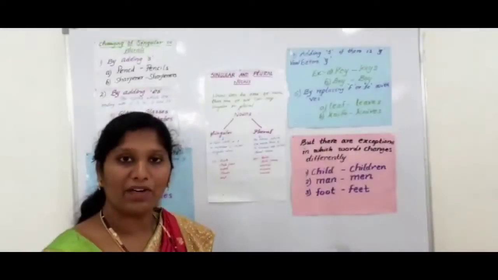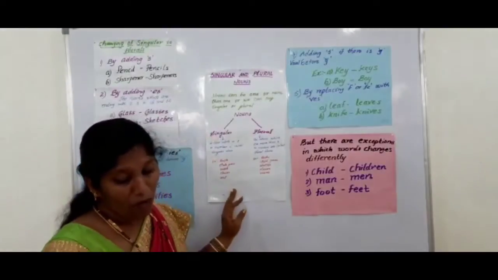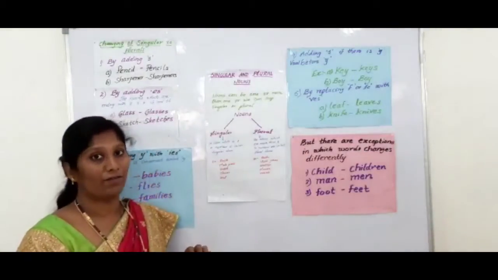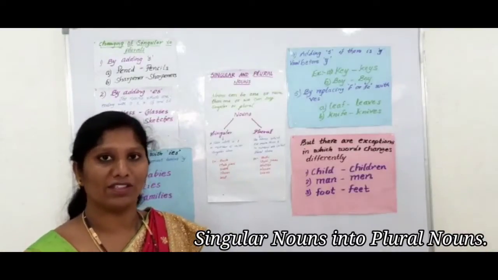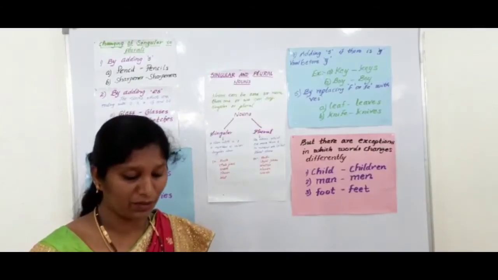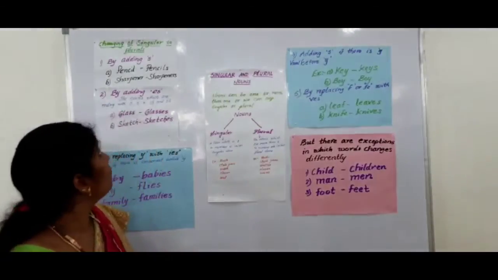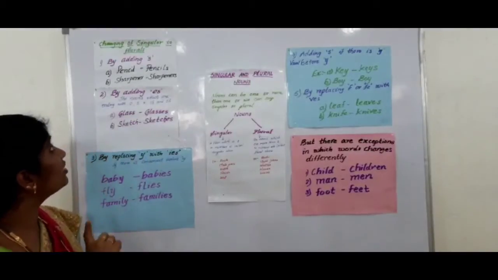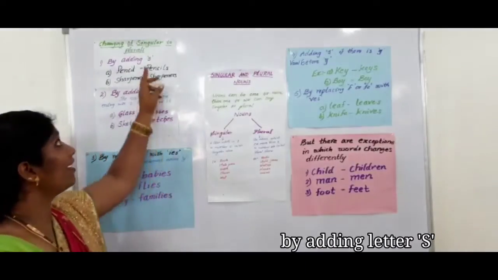We have learned about the singular and plural. Now we'll learn a few rules for changing singular nouns into plural nouns. So there are some rules, children. We have to follow those rules to change the singular noun into a plural noun. First rule is changing singular to plural by adding S. By adding the letter S.